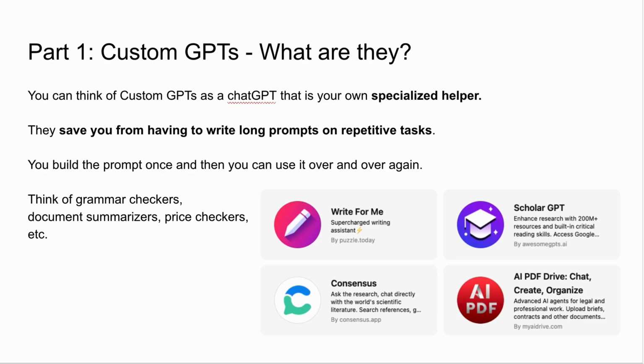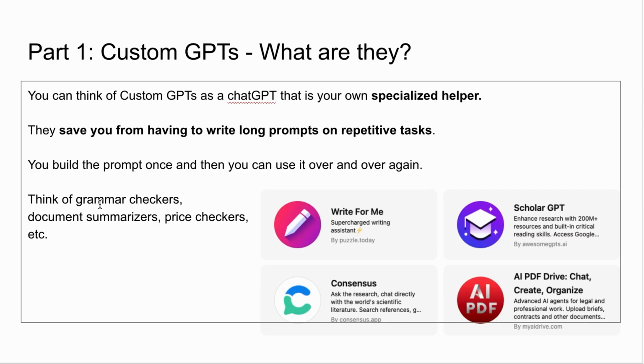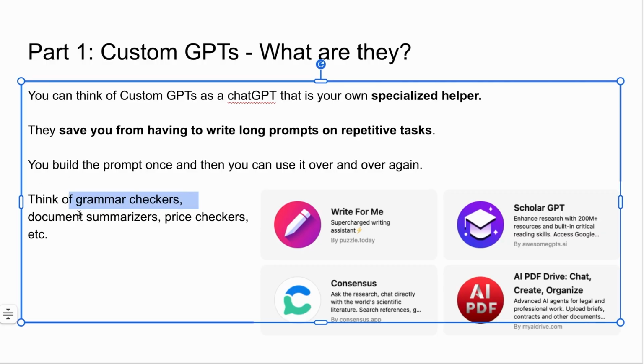So what are custom GPTs? They save you from having to write long prompts over and over again. Any kind of task that is repetitive, you can make into a custom GPT and just use that instead of having to retype your prompt all the time. So you build the prompt once and you can use it over and over. Think of grammar checkers, document summarizers, price checkers, all kinds of things like that.